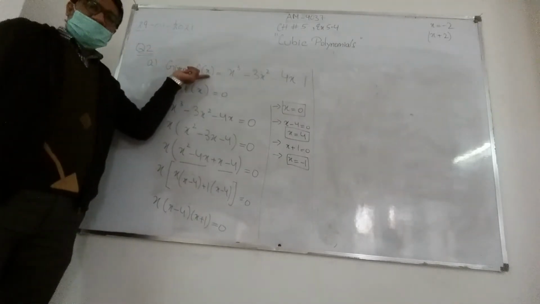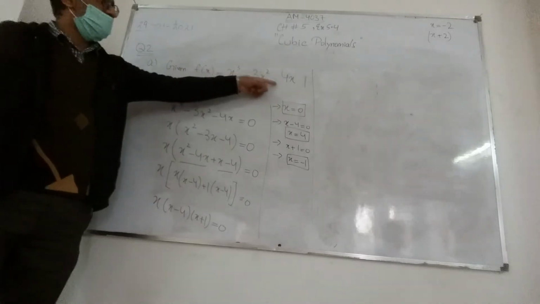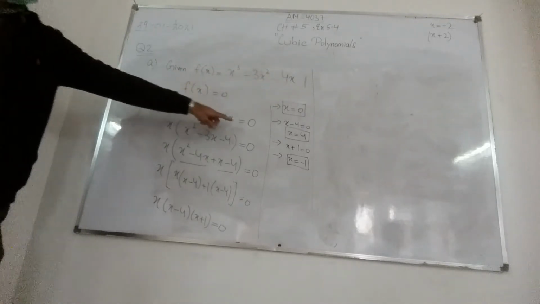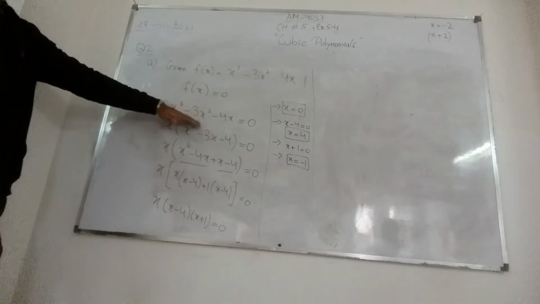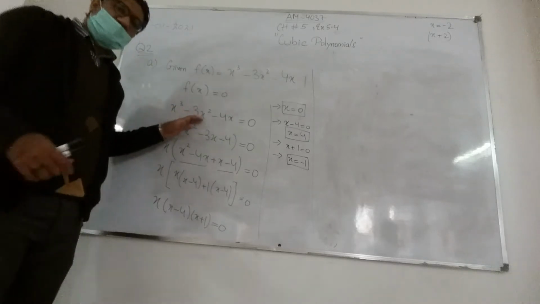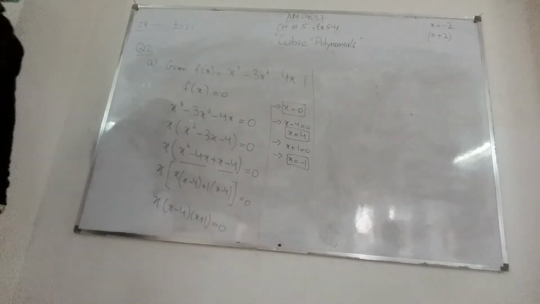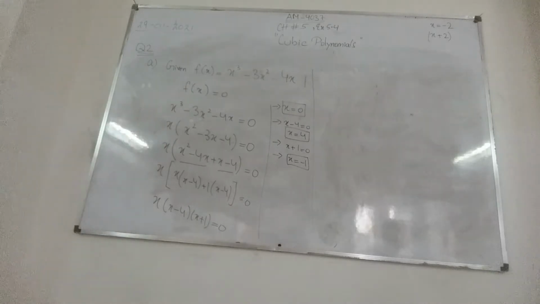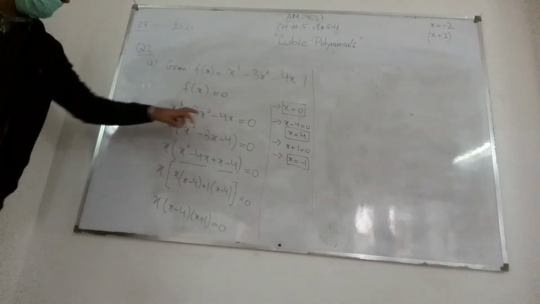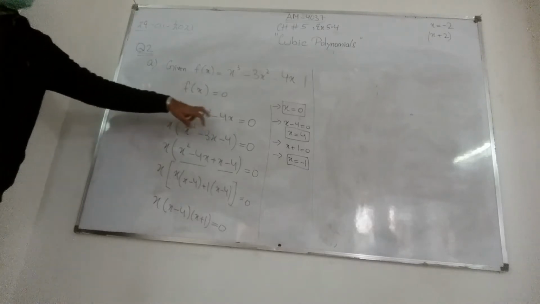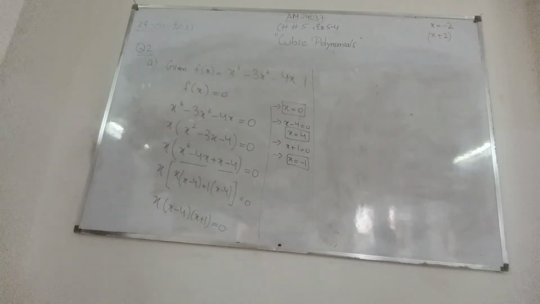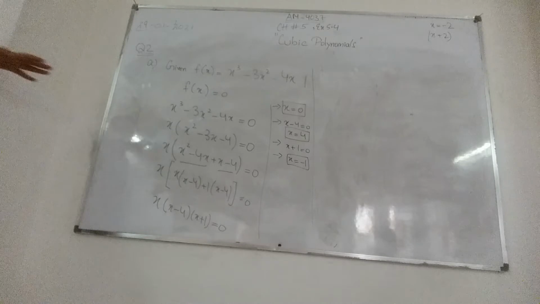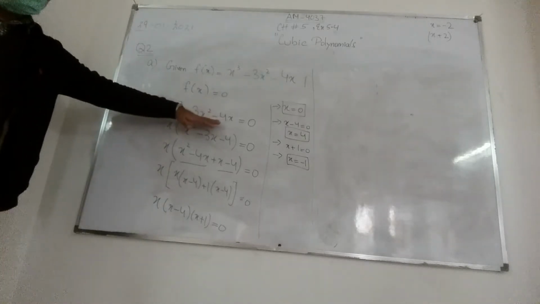So the function x cube minus 3x square minus 4x will be equal to 0. In order to solve this cubic polynomial, I first have to factorize it. You know that the word factorize means I have to make brackets, I have to make small chunks, and for that I have to take something common. I can see that there is something common between the three terms. This is x cube, this is 3x square, and this is 4x. The common is x. I can take x as common from these three terms.